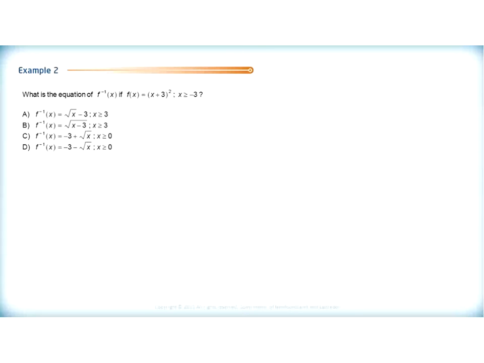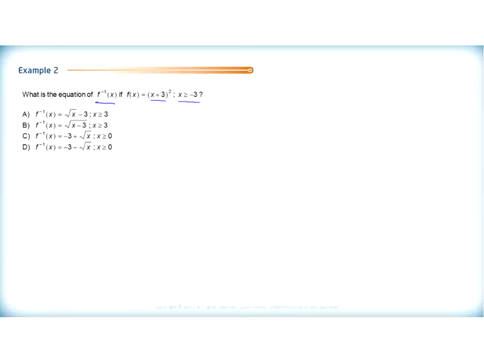Example 2. What is the equation of the inverse function if f of x equals (x plus 3) squared with this restricted domain? x is greater than or equal to negative 3. Okay, what I would do here is I would think about the graph, do a sketch of the graph possibly, and think about what the inverse graph would have to look like. Let's do that. We'll find the equation shortly, but let's get a visual of what the graphs look like.